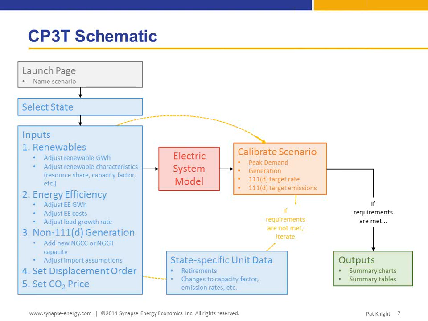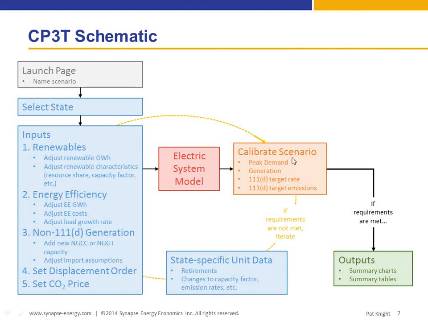Now, many times, users will get to this Calibrate Scenario page and find that they're actually not meeting the requirements for each of these variables in all of the years. And that's to be expected. At that point, users will begin to iterate. That means they can go back and make changes to their preliminary assumptions, or they can loop down to the state-specific unit data. That's where they can enter retirement years for certain units, or they can make changes to capacity factors, emission rates, or capacity.